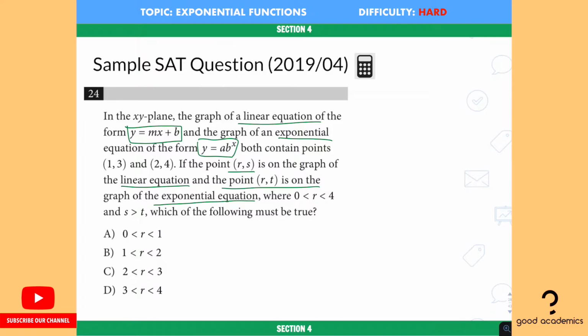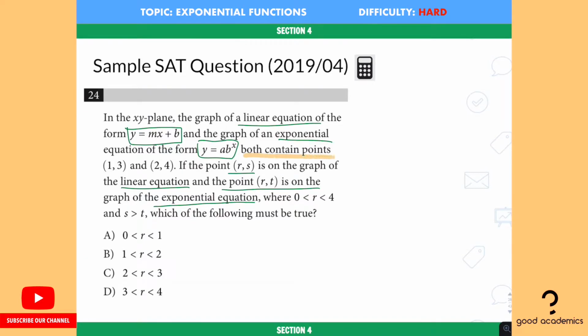Now, I hope you don't faint at this moment, because it's actually not as difficult as it seems, but there are some key points you need to know. First key point is that they both contain points (1, 3) and (2, 4). That means if you want to, you could get these two equations, because they give you two points, so you could figure out what these two equations are. But should you do that?